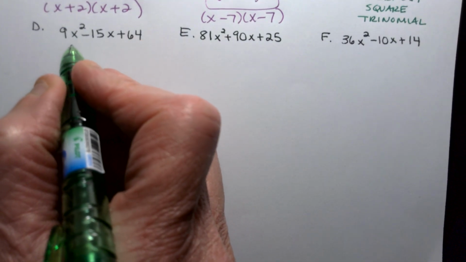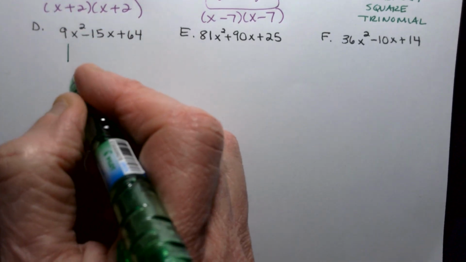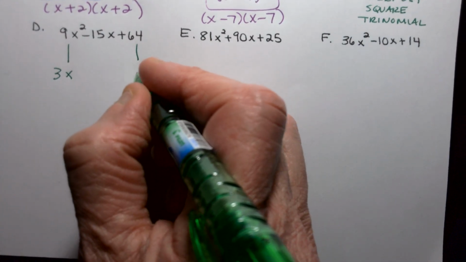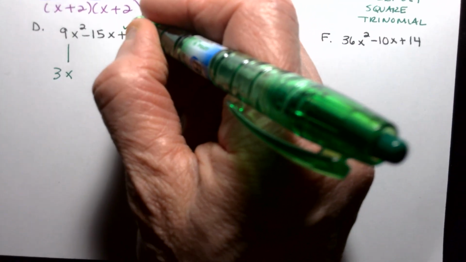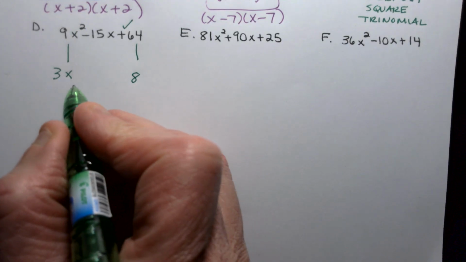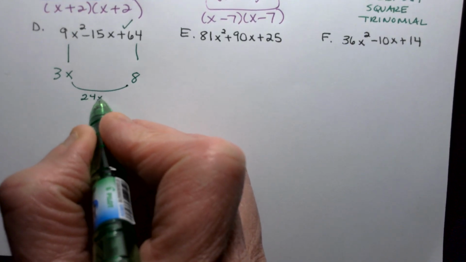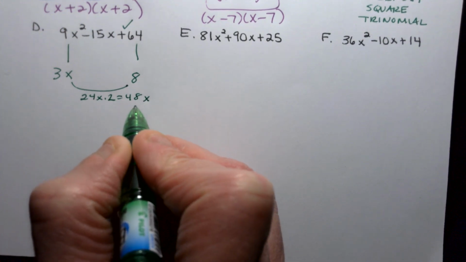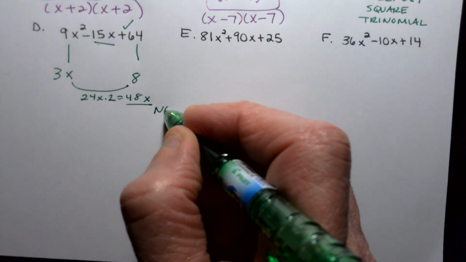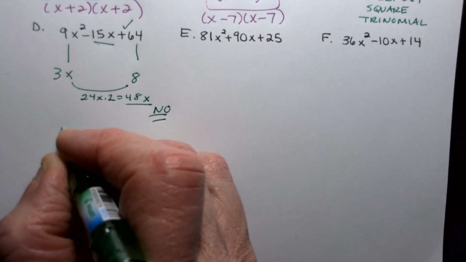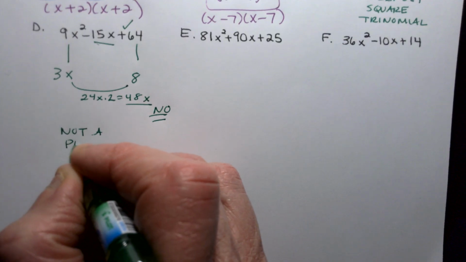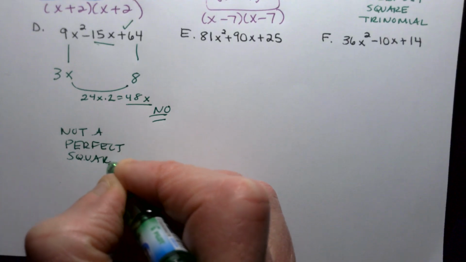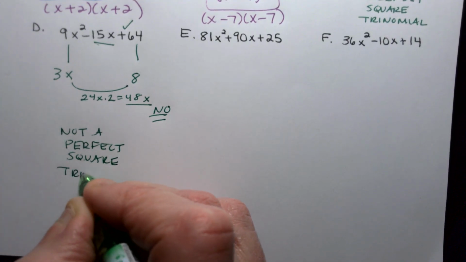All right, how about this? Perfect square? You bet. 3x. Is this a perfect square? Yes. 8. Plus? Yes. Check. Now do our last one. Multiply, 24x, times 2 is 48x. No. Not a perfect square trinomial.